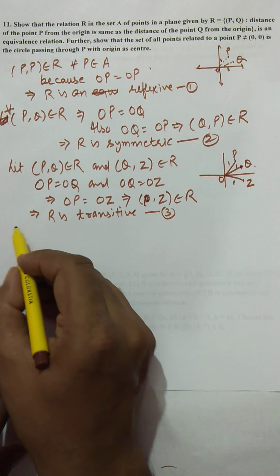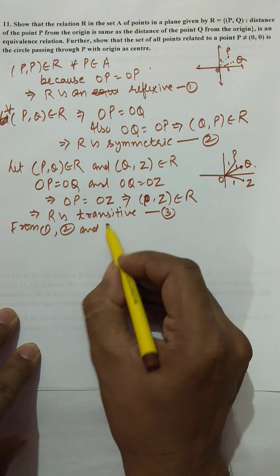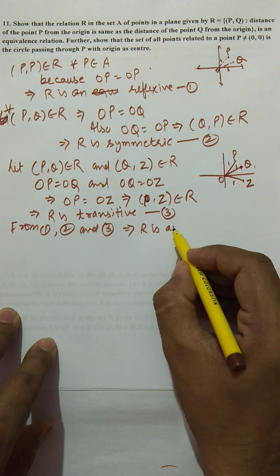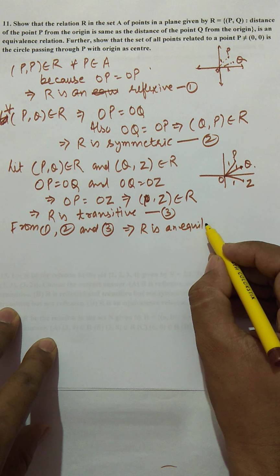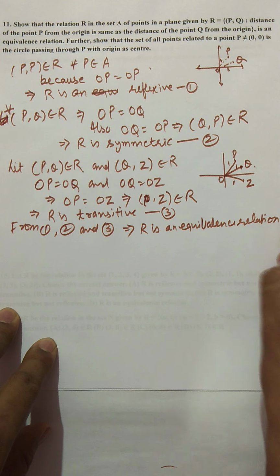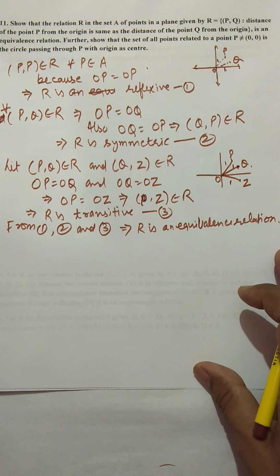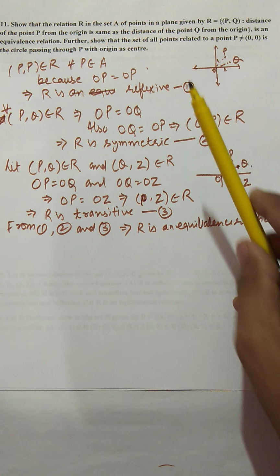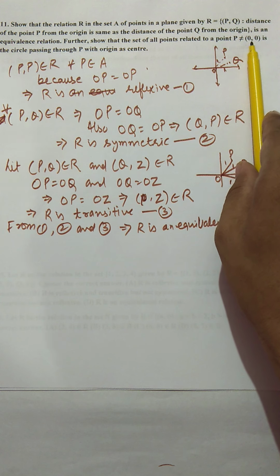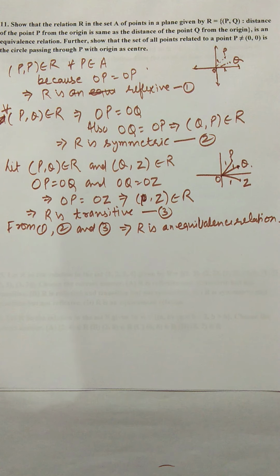Mark this as 3. So from 1, 2 and 3, you can say that R is an equivalence relation. Okay, next part that we have to prove: show that the set of all points related to point P, which cannot be the origin, it can be any point, is the circle passing through P with origin as center.